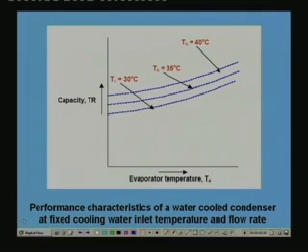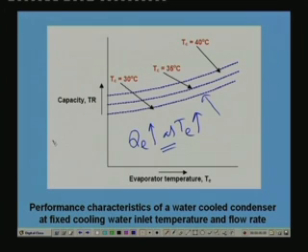And you can also see here that for a given condenser temperature, for example, say 30 degrees centigrade, as the evaporator temperature is increasing, capacity is increasing. That means QE is increasing as TE is increasing. Why is it so? Because as TE increases, your heat rejection rate decreases. That means per ton of capacity, less heat has to be rejected in the condenser.